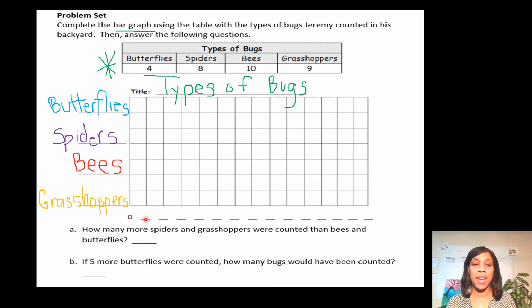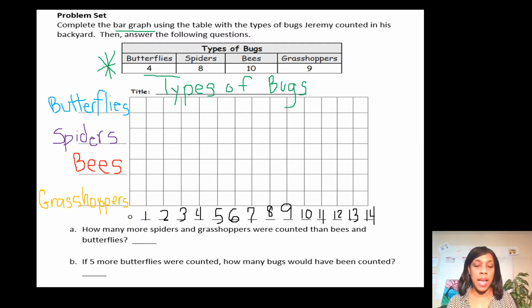Next, we're going to write in our scale. Starting from 0, we're going to put a number all the way across until we get to the end. Okay? Do that now. Now, after we have put in the scales, it is time for us to shade in our bars.